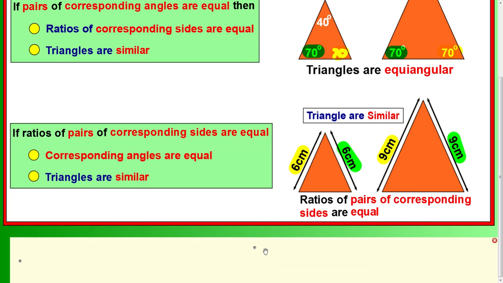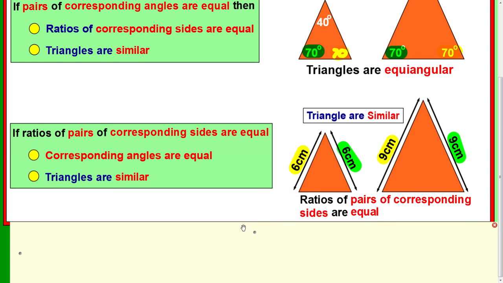Let's look at a similar idea, but to do with sides. If ratios of pairs of corresponding sides are equal, that means the corresponding angles are equal, and therefore the triangles are similar. So you can either look at the angles or the sides to see if the triangles are similar.